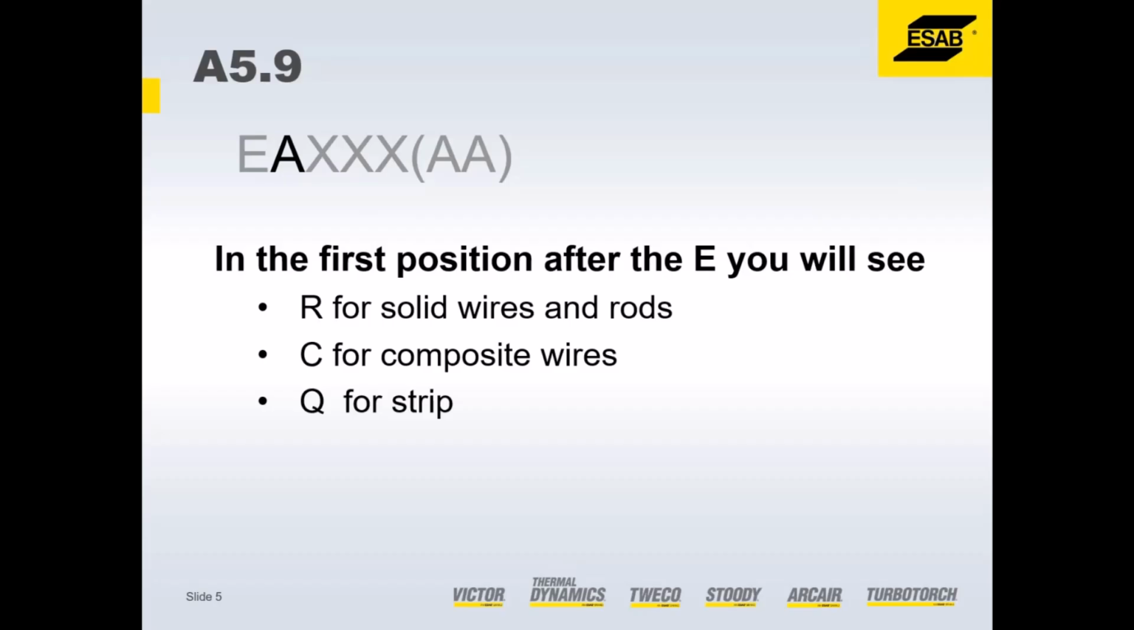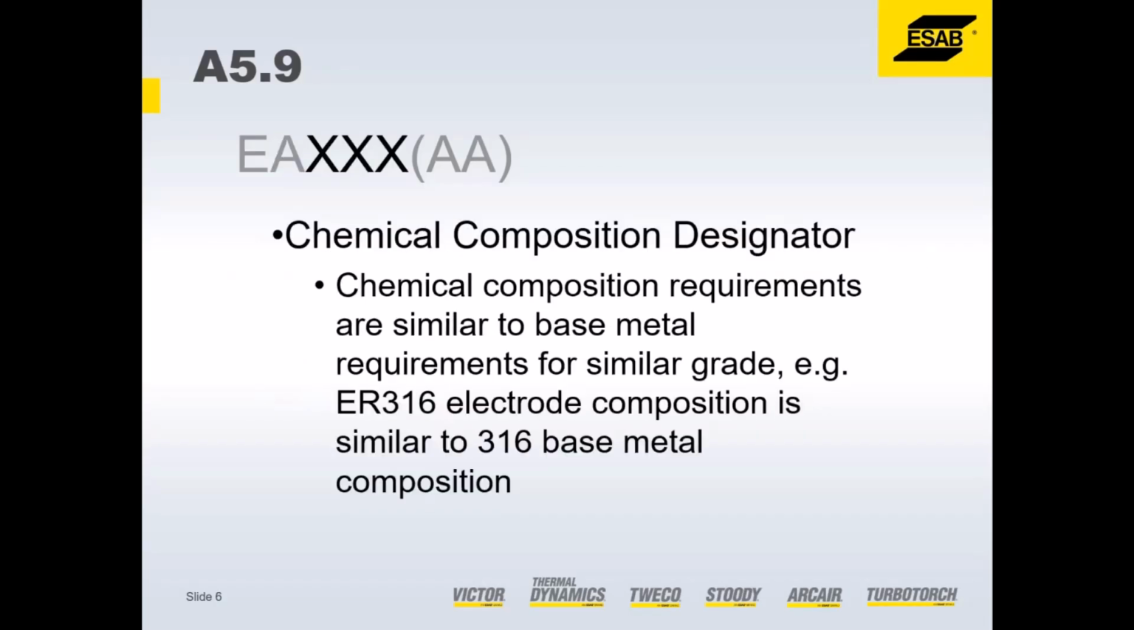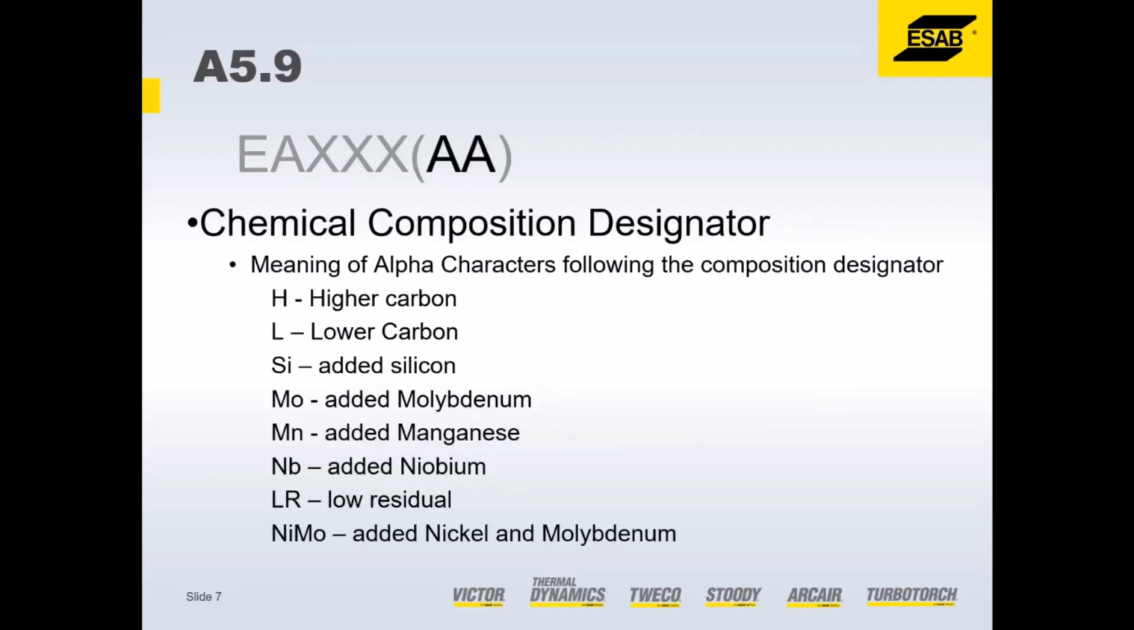E would be electrode. Then you're going to have an R for wires or rods, so non-current carrying. C would be for a cored wire product, and then you typically see EQ for strip. The next digits are going to be your chemical composition. Again, same example as last one, 316, and then your next alpha characters are going to be for the supplemental designators of low or high carbon.